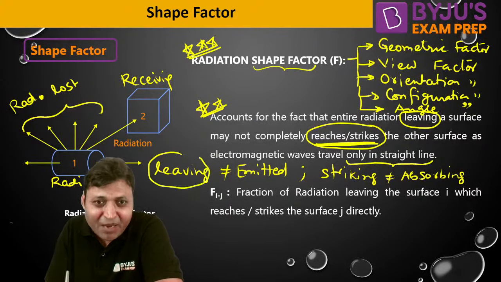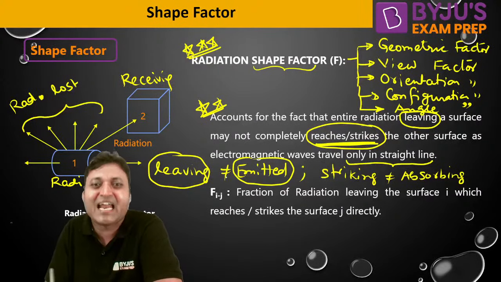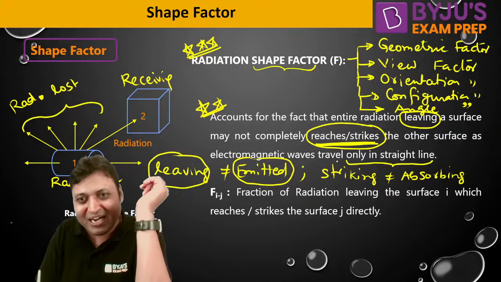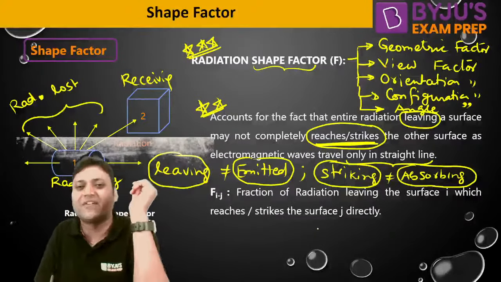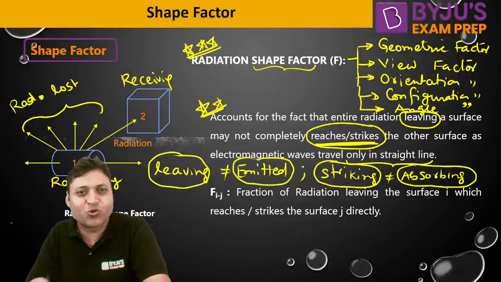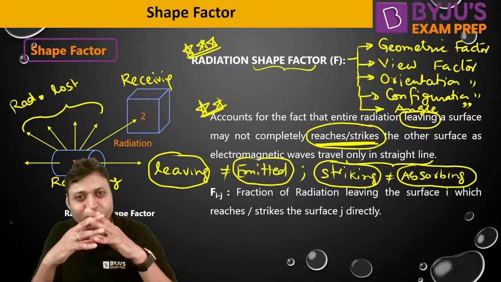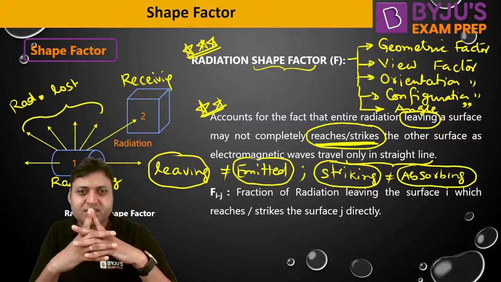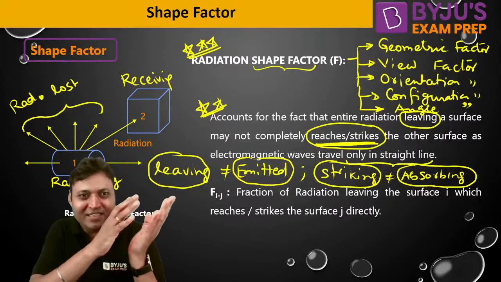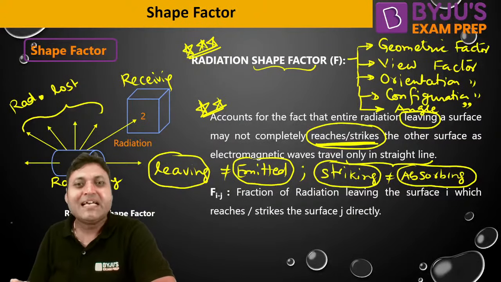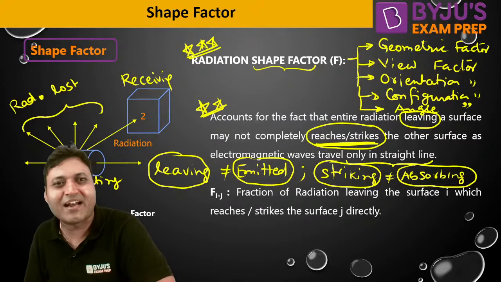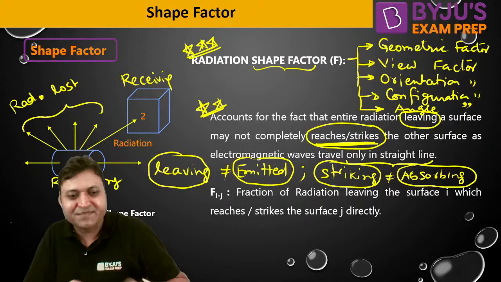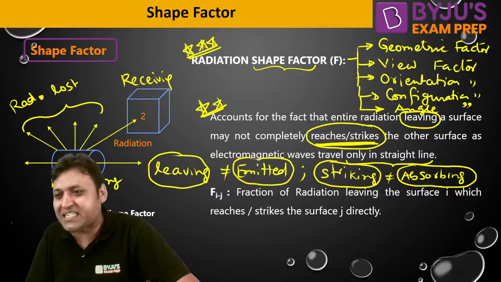The radiation leaving a particular surface is different from the radiation emitted from it. Similarly, the radiation reaching a surface is different from the radiation absorbed by it. Many students get confused with these terms. They assume the radiation leaving a surface is the same as the radiation emitted by it, and that the radiation striking the other surface is the same as the radiation absorbed by it.